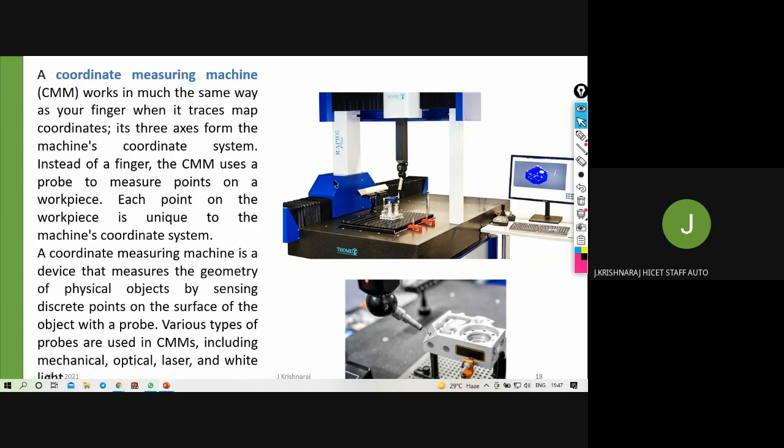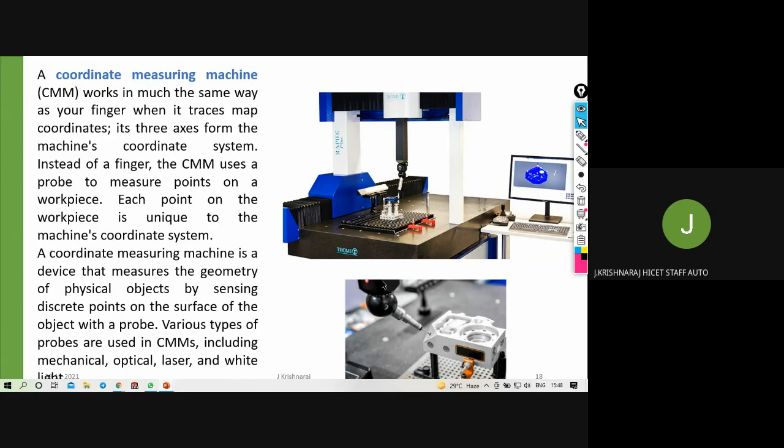Afterwards, all the correlated points can be made into wireframes or 3D objects, 3D images, whichever we need. It is directly connected with the 3D printer, so after measuring, it can be given directly for 3D printing as well. It is an advanced mechanism that we are using right now.